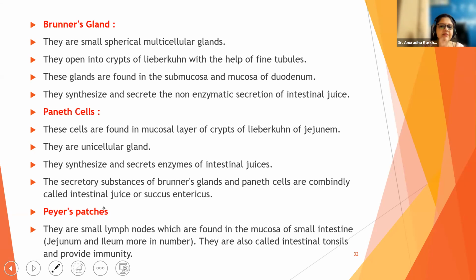Got it? Okay. Now we go to another group of cells called Paneth cells. Paneth cells are found again in the mucosal layer, but where? In the crypts of Lieberkühn of the jejunum. So, Brunner's gland in the duodenum, correct? Paneth cells in the jejunum. Yes, the mucosa is going to have villi, right, beta? So that villi region of the jejunum will have Paneth cells.